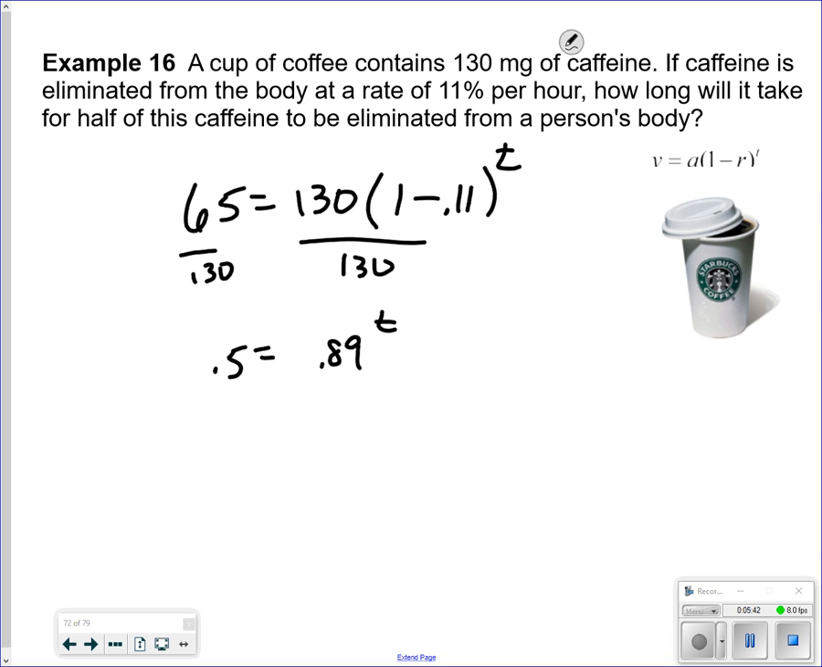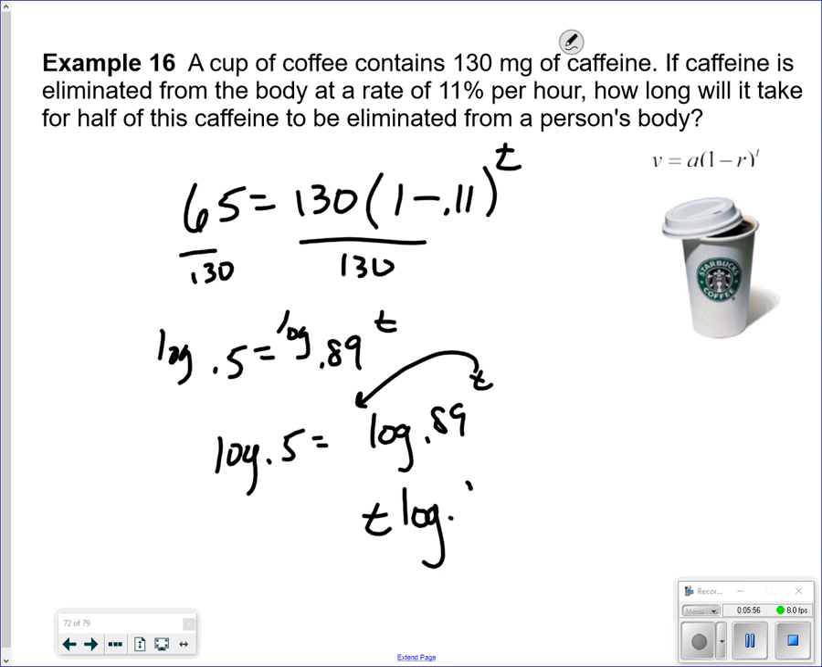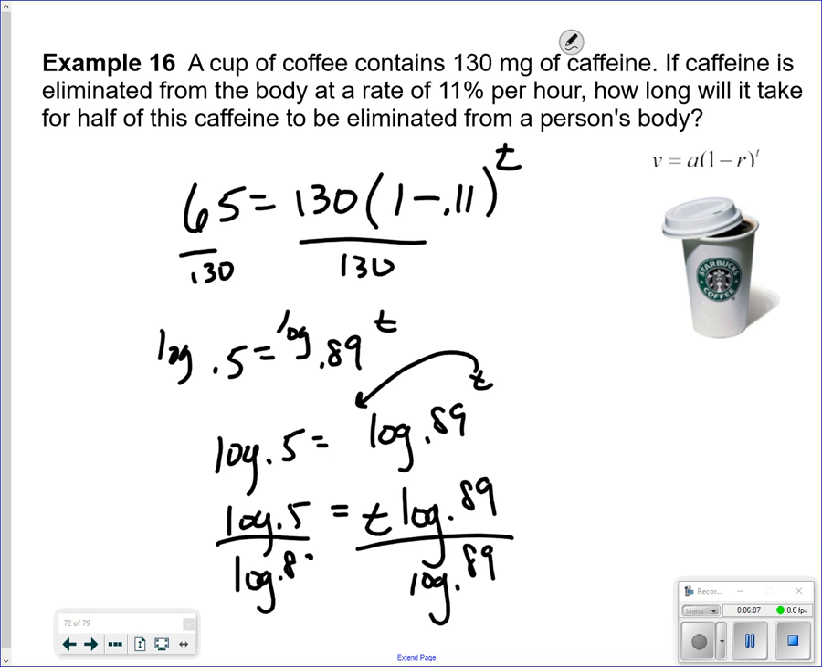Now, what am I going to have to do to both sides? I'm going to need to take the log of both sides. So log of 0.5 equals log 0.89 raised to the t. I can move that out in front using the property of logarithms. Once it is out in front, since it's t times log of 0.89, I can divide both sides by log of 0.89 so that t would equal, and now it's calculator time, log of 0.5 divided by log of 0.89, and get 5.9480.